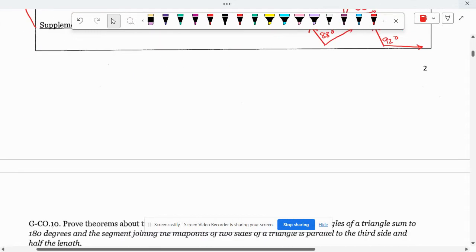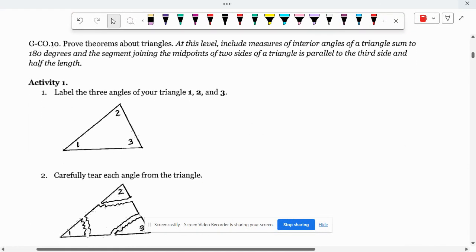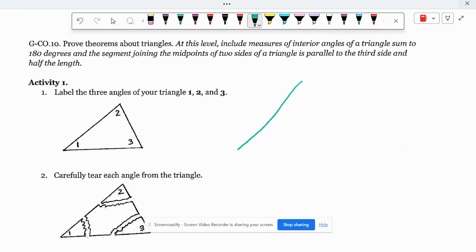Okay. So now we're going to do kind of an activity. So I have green triangles up front. Please make sure that you grab a green triangle. And the first thing that you're going to do is you're going to number your corners or your vertices on your triangle. Now, this is just a little activity, and I want you to tear your triangle. I want you to rip your triangle.